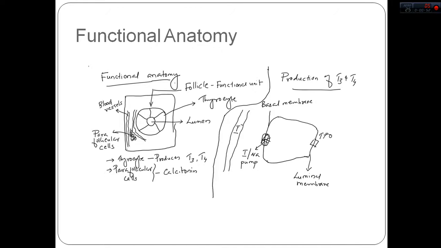At first, let's talk about the very basics of the functional anatomy of the thyroid gland. This is a piece of thyroid gland tissue, and in the middle, what you see is a follicle. Follicle is a functional unit of the thyroid gland, and follicle is made of cells called thyrocytes. So these individual ones are thyrocytes.